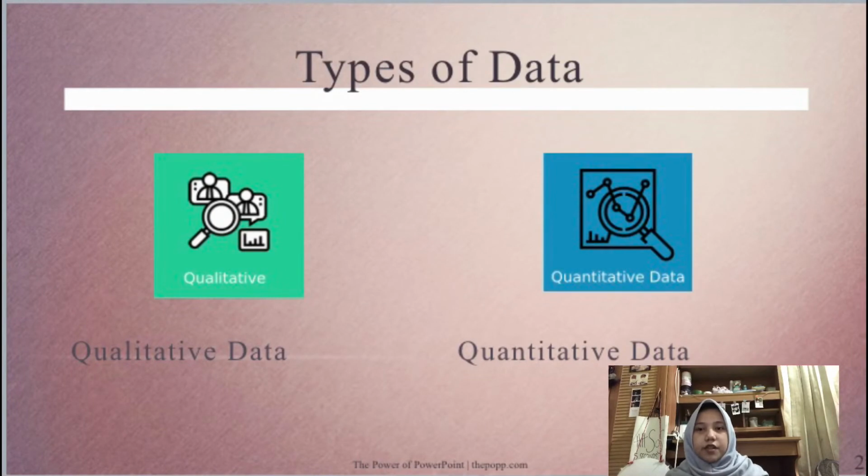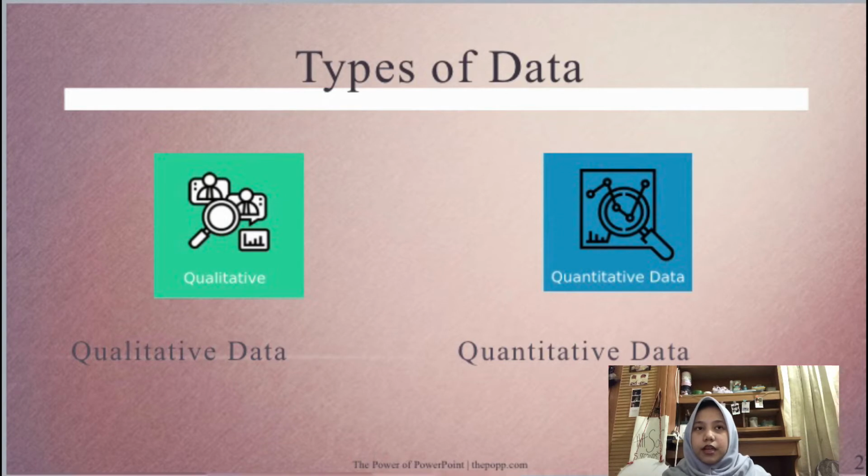Next is types of data. There are two types, qualitative data and quantitative data. I'm going to explain about qualitative data first. So qualitative data describes qualities and characteristics. It can be collected with questionnaires, interviews, and also observation. And it frequently appears in narration form. The example of qualitative data is like the color of your sling bag or the brand of makeup you are wearing.